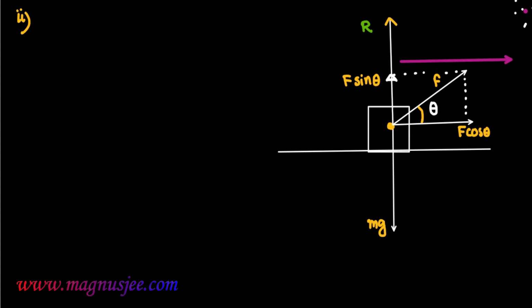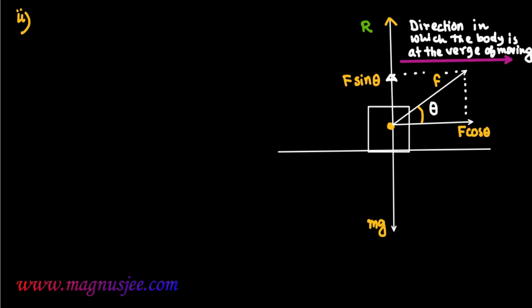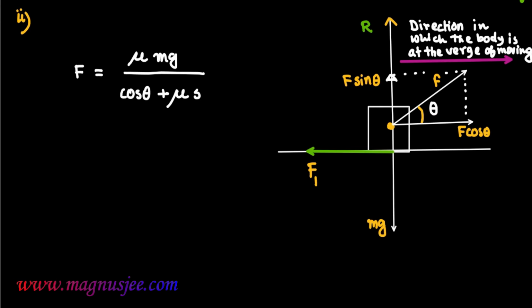And this is the direction in which the body will be at the verge of moving. Now the limiting friction FL acts towards left on the surface in contact between the body and the rough surface. FL is the limiting friction which acts towards left, and the body will be at the verge of moving towards right. And the expression of pulling force is mu mg divided by cos theta plus mu sin theta.